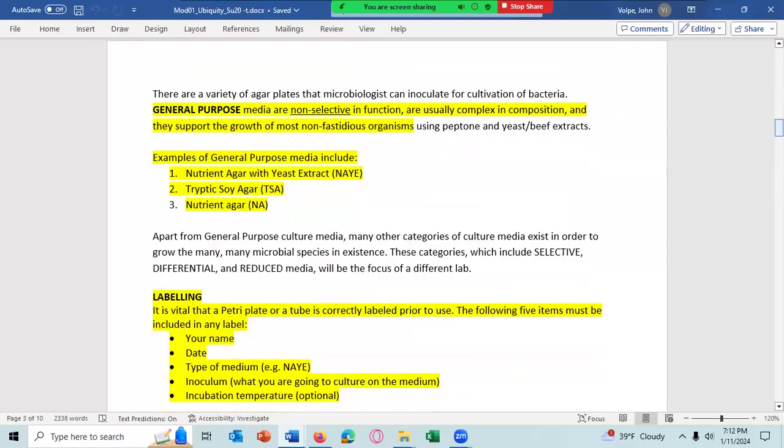We're going to talk about a variety of different types of media in microbiology. Today, we're only going to talk about the general purpose media. These media are non-selective in function. They're usually of complex composition, and they support the growth of most non-fastidious microbes. A fastidious organism is one that does not grow easily, and to get it to grow in a general purpose media, you have to add specific additives to the media to get the fastidious organism to grow. So fastidious means it's difficult to grow.